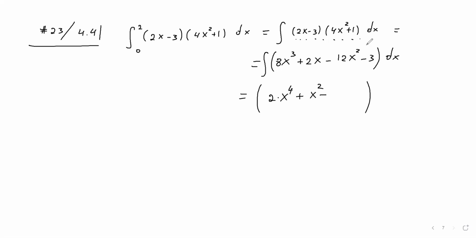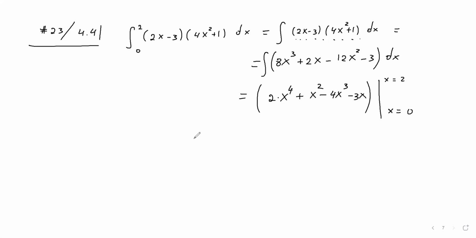Minus, for 12x squared, the antiderivative is 12 times 1/3 x cubed, which is going to be minus 4x cubed. Then minus 3x, the antiderivative of 3. And we are going to say, well, this is the antiderivative. Now we evaluate that from 0 to 2.